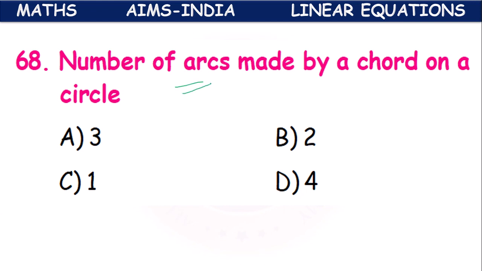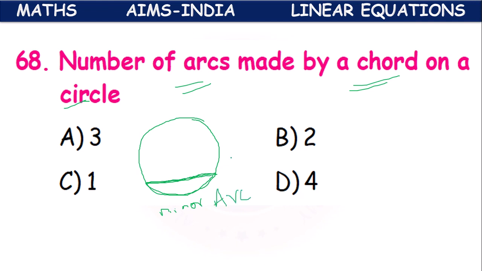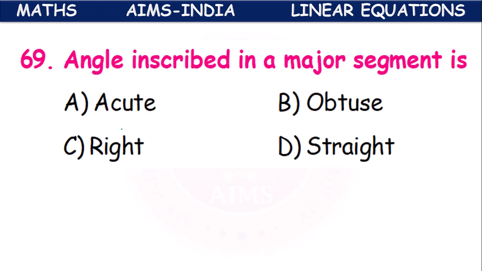Number of arcs made by a chord on a circle. Suppose a circle is there, if you draw a chord, this part will be the minor arc, and the above part will be the major arc. Minor arc, major arc.